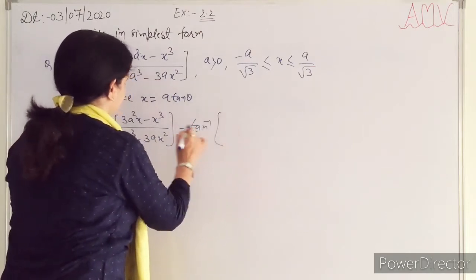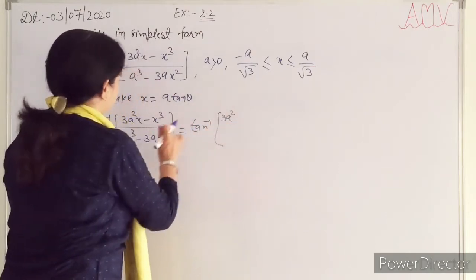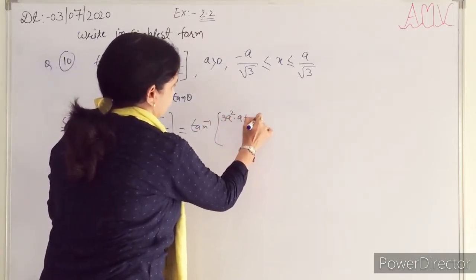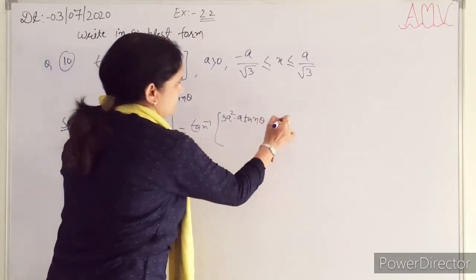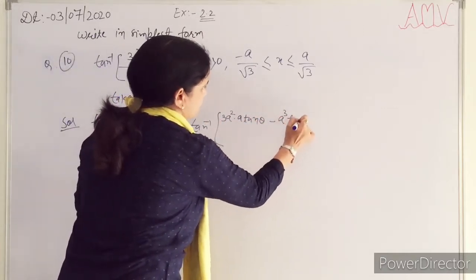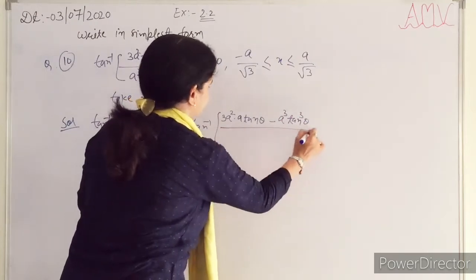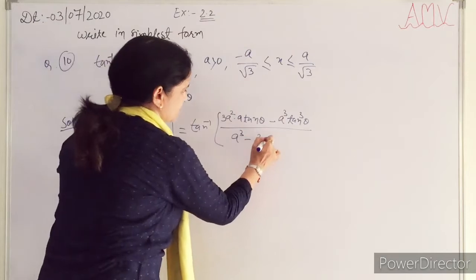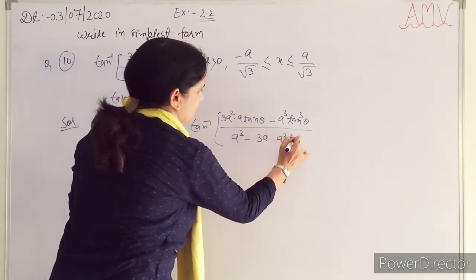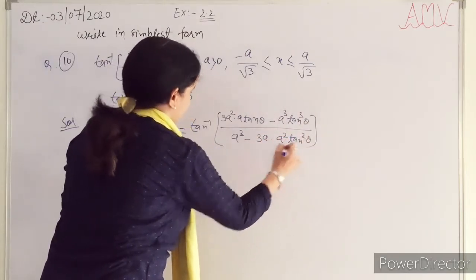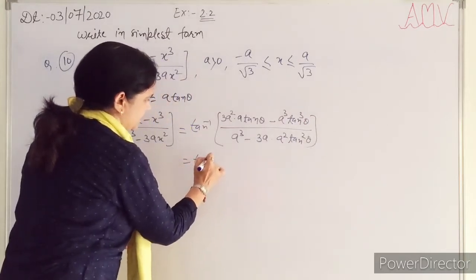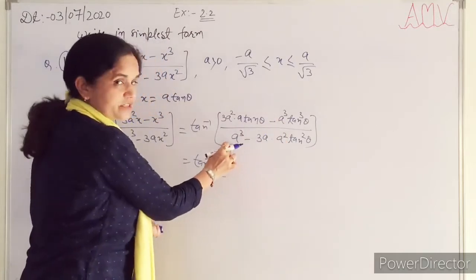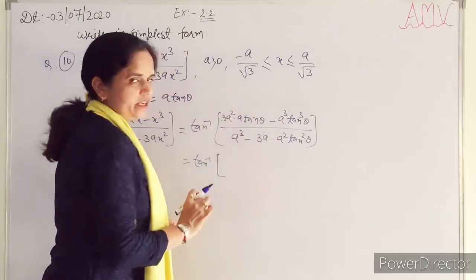changes to 3a square, in place of x, a tan theta, minus, students, a cube tan cube theta, over a cube as it is, and here 3a as it is, and a square tan square theta. And now tan inverse, here 3a cube, it's a cube, students, here it is also a cube, and there it is 3a cube.